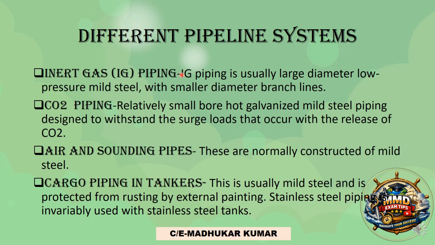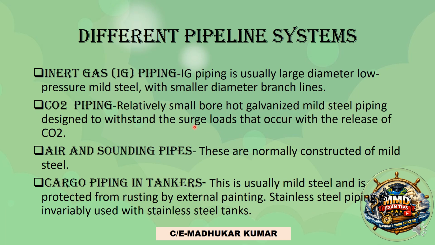Inert gas piping is large diameter, low pressure mild steel with smaller diameter branches. Here also we have sulfuric acid corrosion because of soot deposition, because unburnt carbon particles are also present, and sulfurous and sulfuric acid formation is there, and you can see the corrosion of these pipelines on deck.